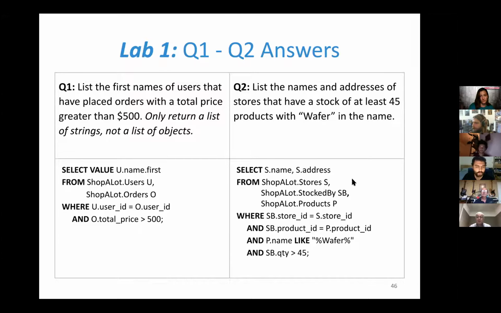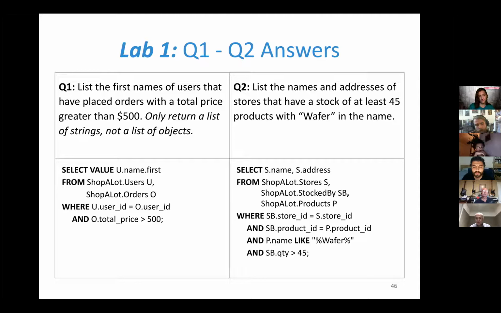That's the big difference. Then the next one was to get the names and the addresses of stores that have a stock of at least 45 products with wafer in the name. To do this, we need three data sets. The stores data set, to get the name and the address. Then the stocked by data set to determine which store has stocked which products. And then the product data set to be able to limit to the things that are wafers.